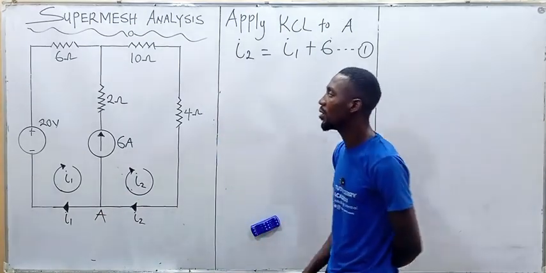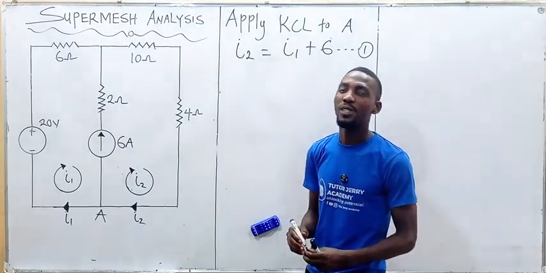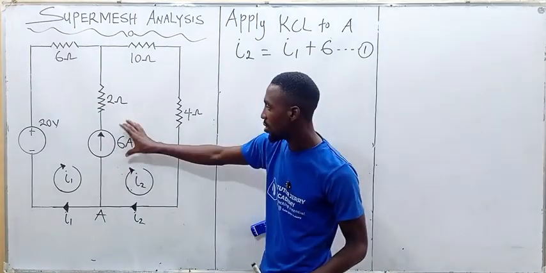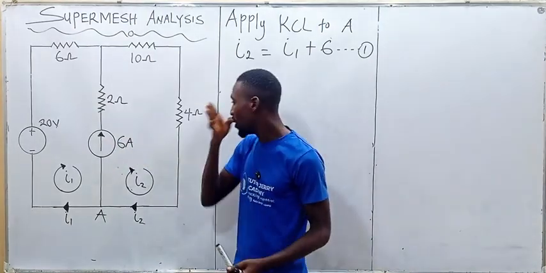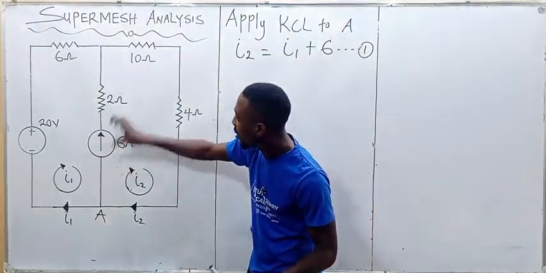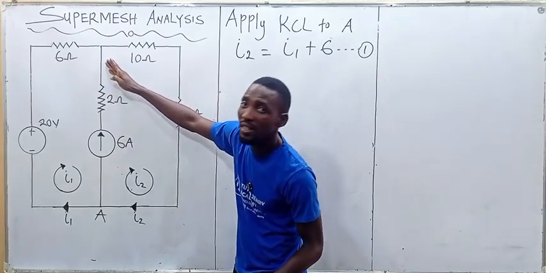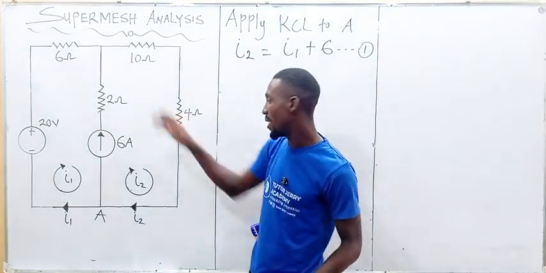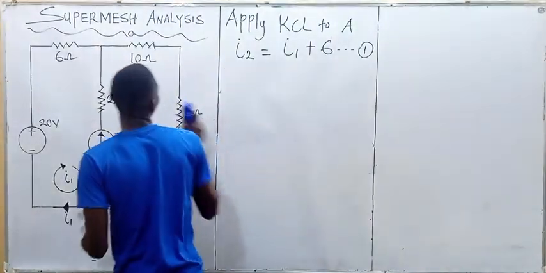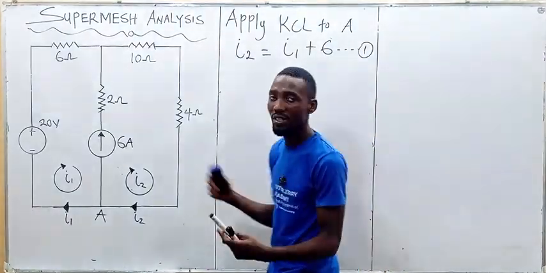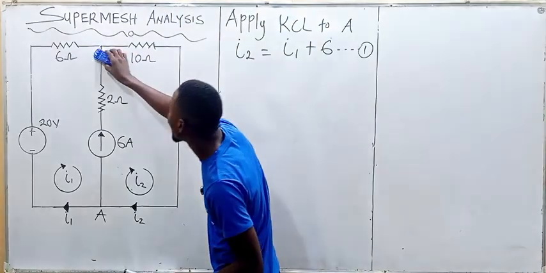Now, the second thing we are going to do is remove the current source that is between mesh 1 and mesh 2. From doing that, we are also going to need to remove this resistor here because current is not going to flow through it. Is that clear? All right. I am supposed to draw another diagram here, but so as not to waste time, we can just clean it.